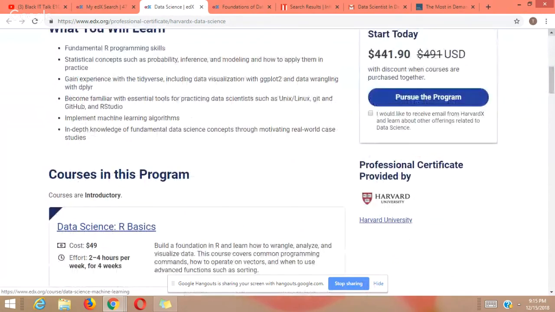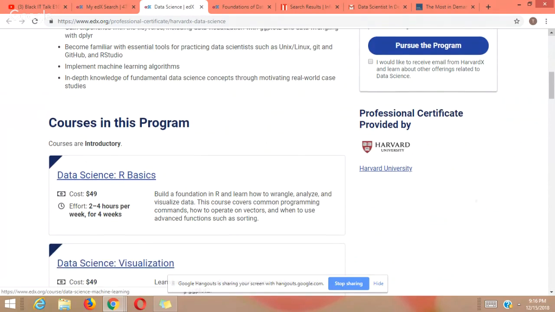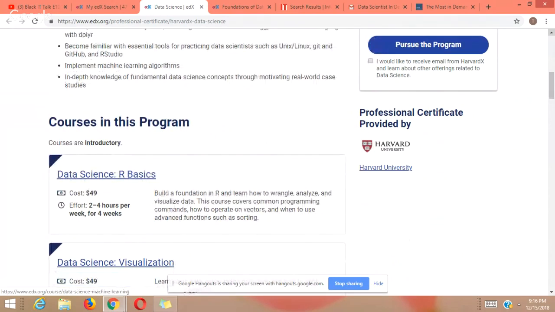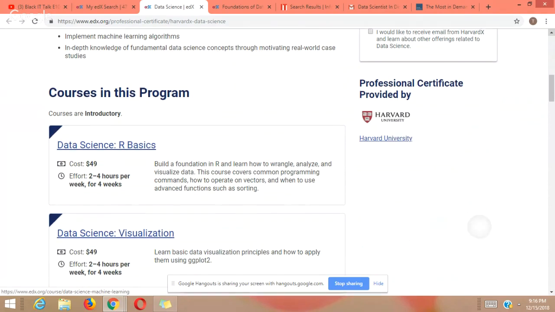What you'll learn: fundamental R programming skills. R is really big. Statistical concepts such as probability, inference, and modeling, and how to apply them in practice. Gain experience with tidyverse, including data visualization with ggplot2 and data wrangling with dplyr. Become familiar with essential tools for practicing data scientists such as Unix and Linux, Git, GitHub, and RStudio. I haven't used RStudio in years. Implement machine learning algorithms, with in-depth knowledge of fundamental data science concepts through motivating real-world case studies.